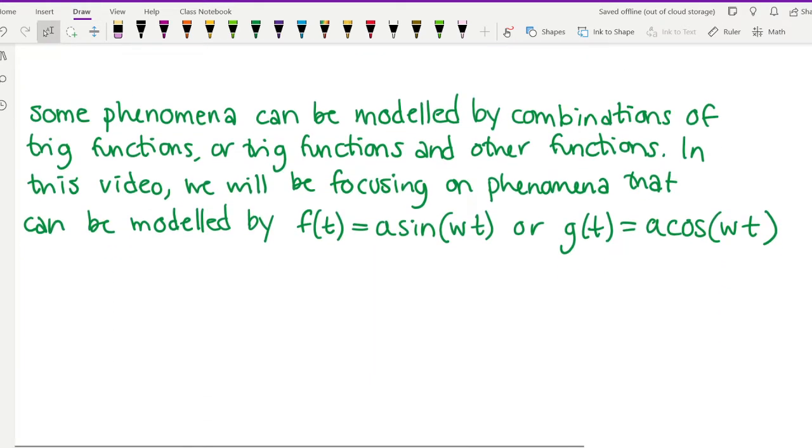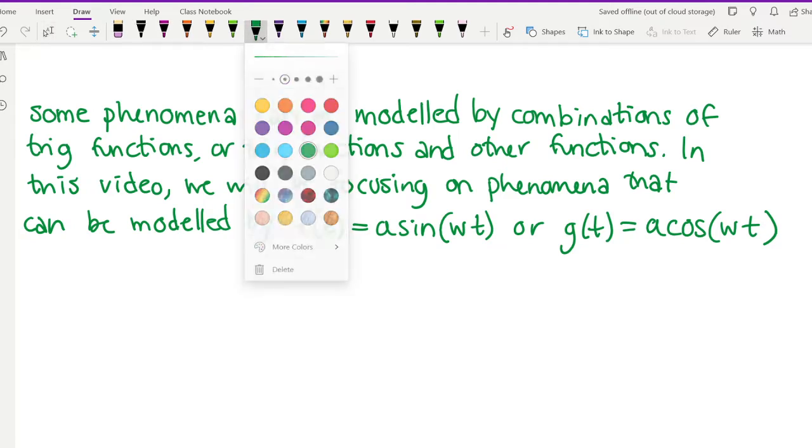So as I mentioned, we're going to be focusing on something in this video called simple harmonic motion. Some phenomena in the world can be modeled by combinations of trig functions. For example, taking the product of sine times cosine, or even combining trig functions with other types of functions like exponential functions or polynomials. In this video, we're going to be focusing specifically on phenomena that can be modeled by functions of the form f of t equals sine of wt, or g of t equals a times cosine of wt. So these would be the two formats that are written down here.